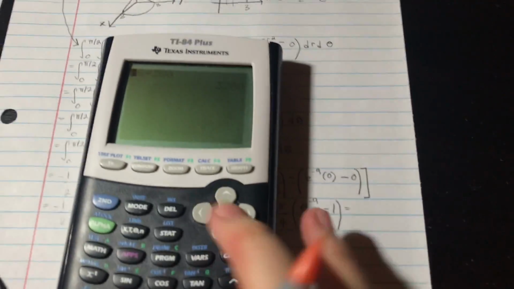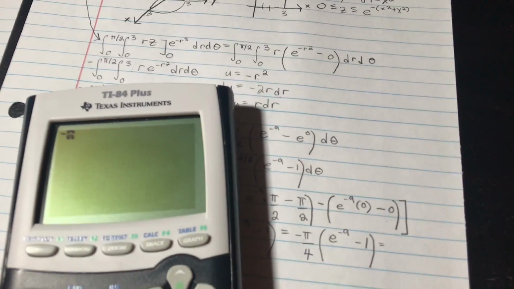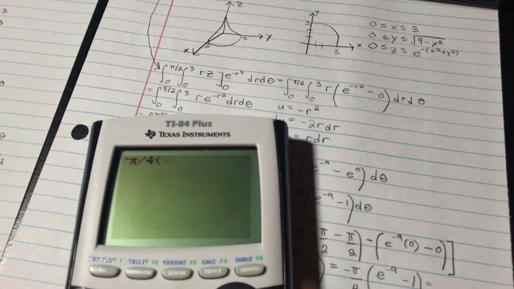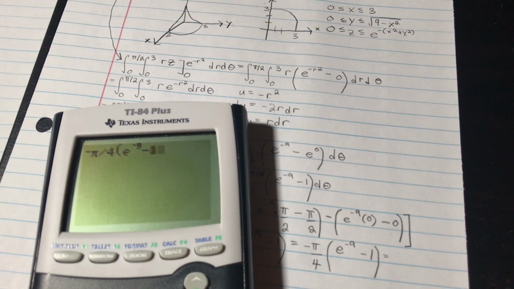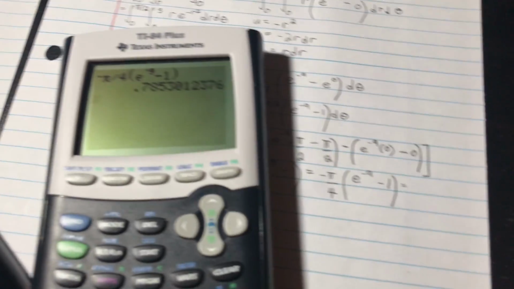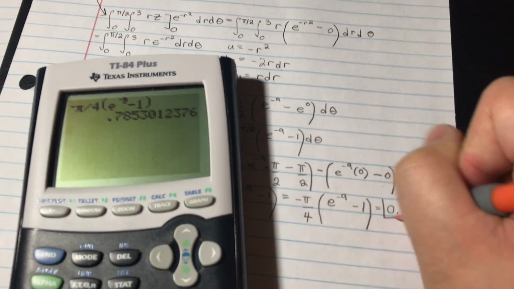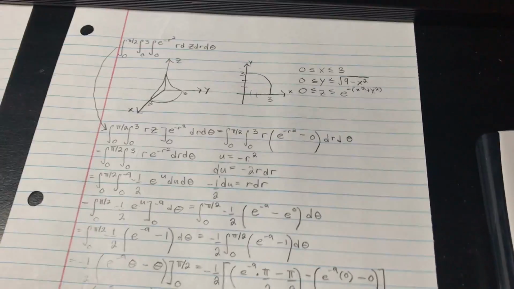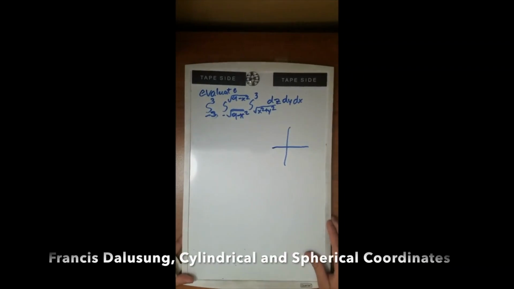So we have negative pi over 4 times e to the negative 9 minus 1. So it's 0.79. Here's the final answer. And that's triple integrals in cylindrical coordinates. Thank you. Let's try an example.